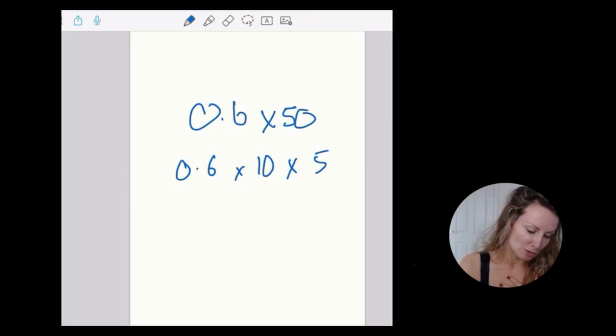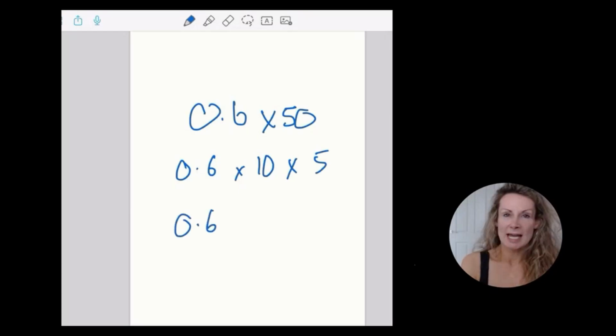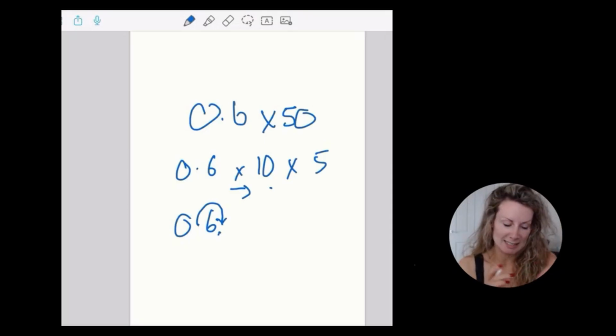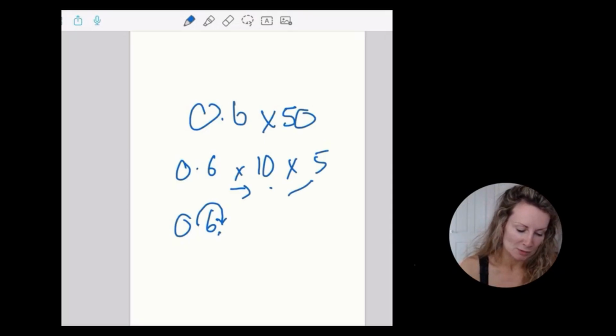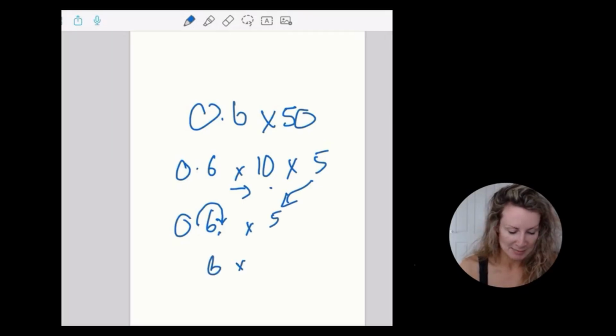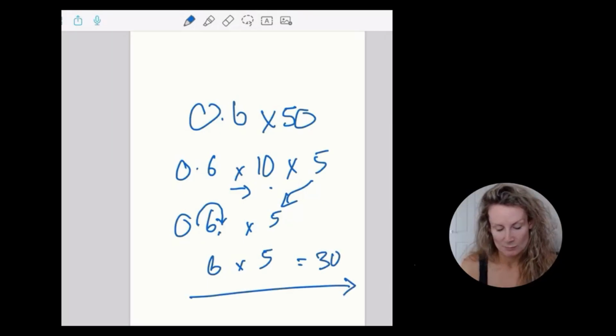What we'll do is we'll do the 0.6 with times 10, so we're going to move a decimal place to the right. We've only got 1 zero, so it's only 1 decimal place. So you lift it up, put it down, and now that's a whole number. It's 6 with the decimal point. Yep, and don't forget about the times 5. So now we've got 6 times by 5. It's just 30. Oh, that's so easy as well.